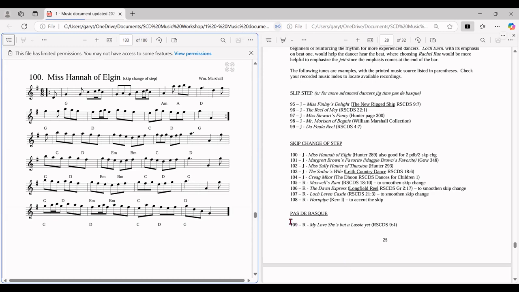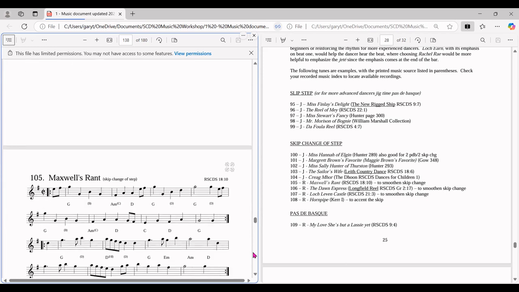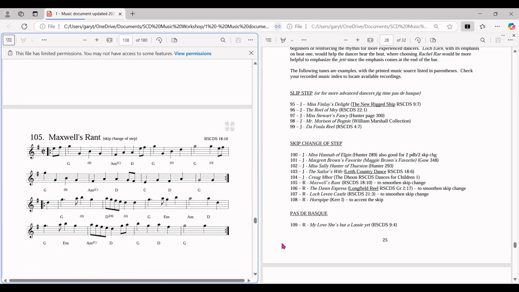Right. Now, example 105. If you're trying to smoothen out your skip change of step, a tune like Maxwell's Rant can help smoothen a skip change. So just imagine the skip change this time as we listen to 8 bars. Ready, and. Up, step, close, step, up, step, close, step. There's not a big emphasis on the skip. So it has a more forward feeling to it or movement.